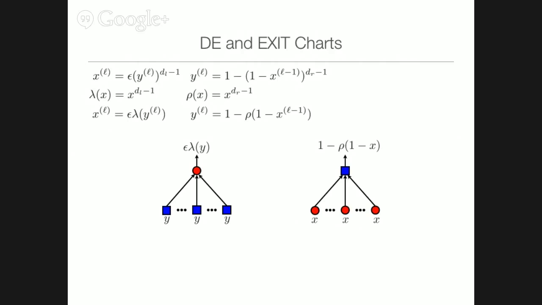Remember we had always this x as a function of y, and then y is a function of x. So let me just give these two names. Let me call this here lambda of x, and this here rho of x. Then simply x will be epsilon lambda of y, and y will be 1 minus rho of 1 minus x. So these are simply again the equations that I've shown you before. Nothing new here, I just gave them names.